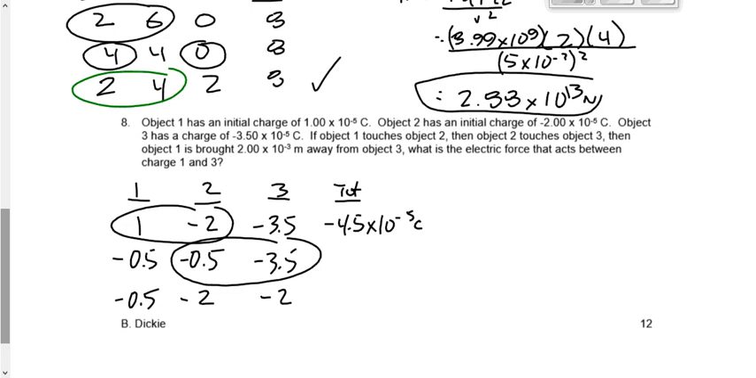Let's just add everything up to make sure it works out here. Negative 0.5, negative 0.5, negative 3.5, negative 4.5 times 10 to the minus 5. Negative 4.5 times 10 to the minus 5. Looks good.